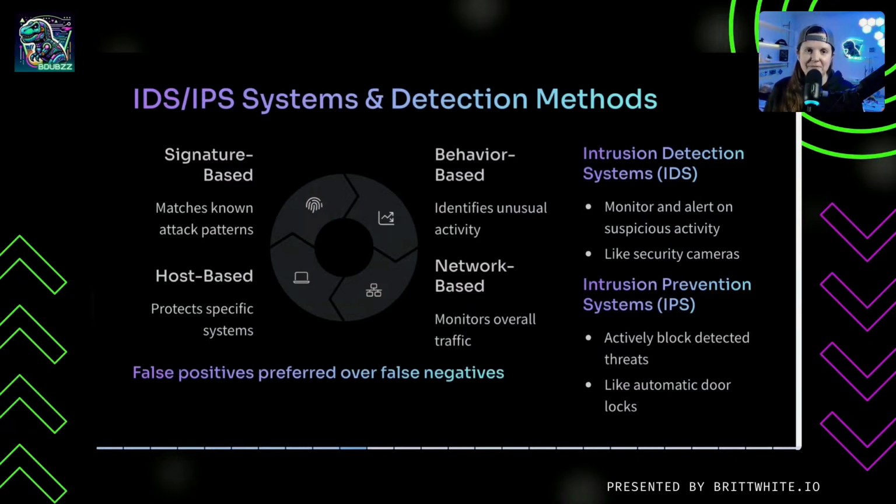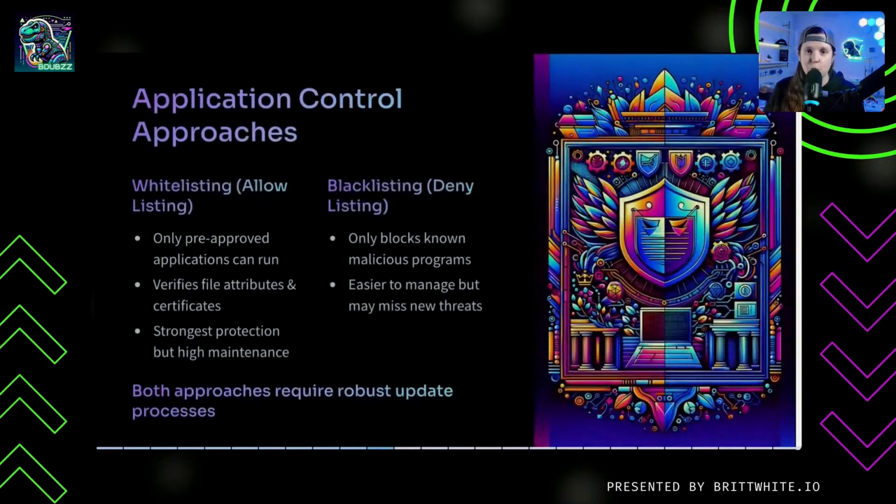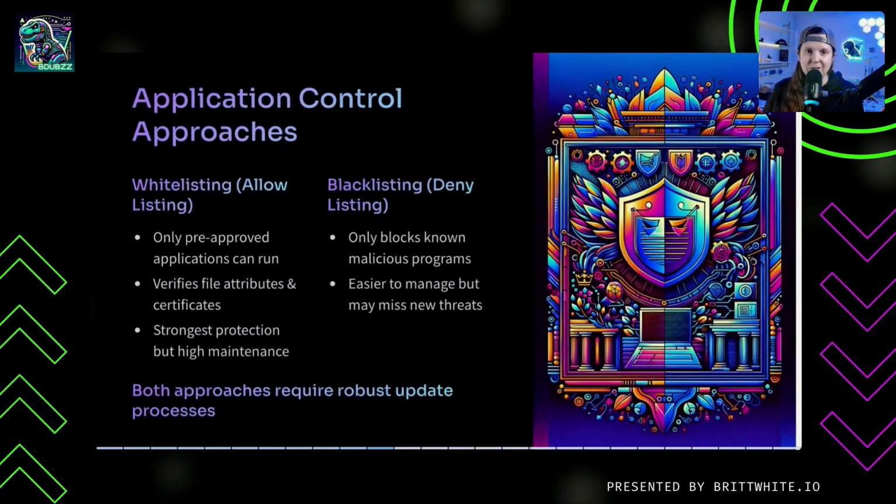Remember, while false positives may temporarily block legitimate traffic, they're preferable to false negatives that might allow real attacks to slip through the cracks. Now, application control uses two main approaches. Whitelisting, or allow listing, allows only pre-approved applications to run by verifying file attributes and certificates, providing rigorous control. While this requires more maintenance, it offers the strongest protection, and you also know exactly what can run in your environment, while everything else will be blocked.